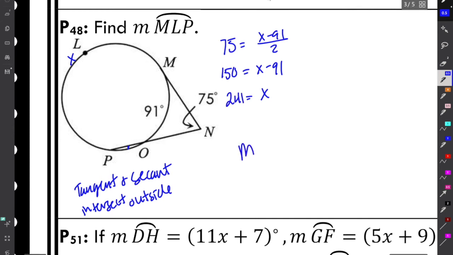So that means that the measure of arc MLP is equal to 241 degrees.